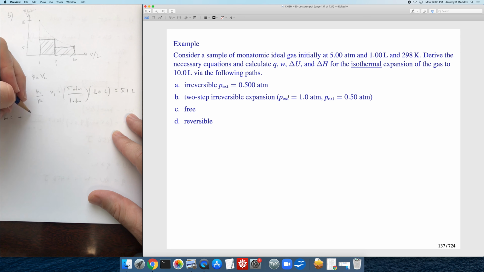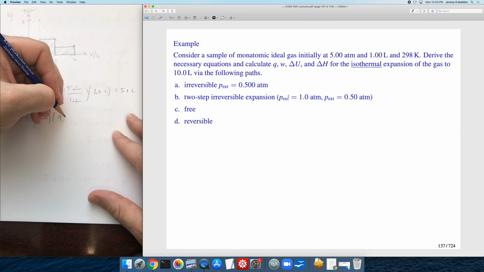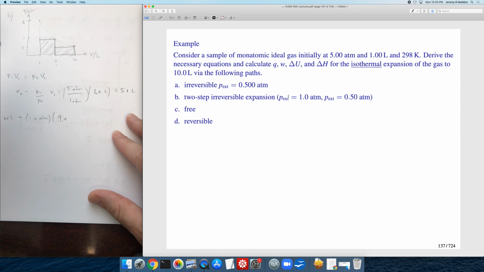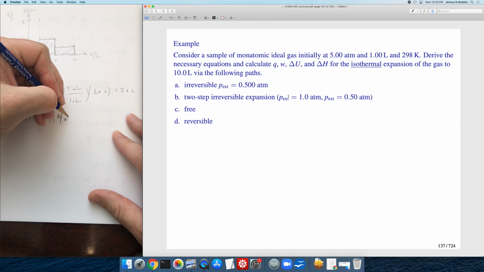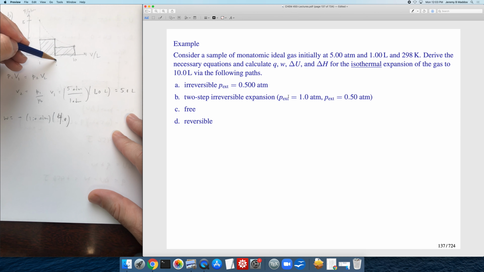It's going to be minus 1 ATM. That's the external pressure for this first expansion. The change in the volume is not 9 liters now. The change in the volume is 4 liters, right? You're going from 1 liter to 5 liters.